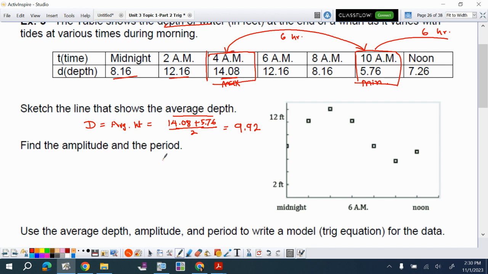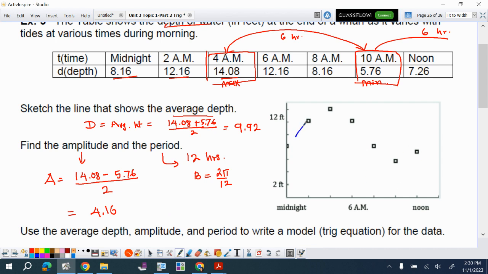Okay, so the period we already figured out is 12 hours, which will give us b is 2 pi over 12. Amplitude is a, for which you have to find the difference of these two, which is 14.08 minus 5.76. Make sure you press enter and then you divide by 2. So the amplitude is 4.16.